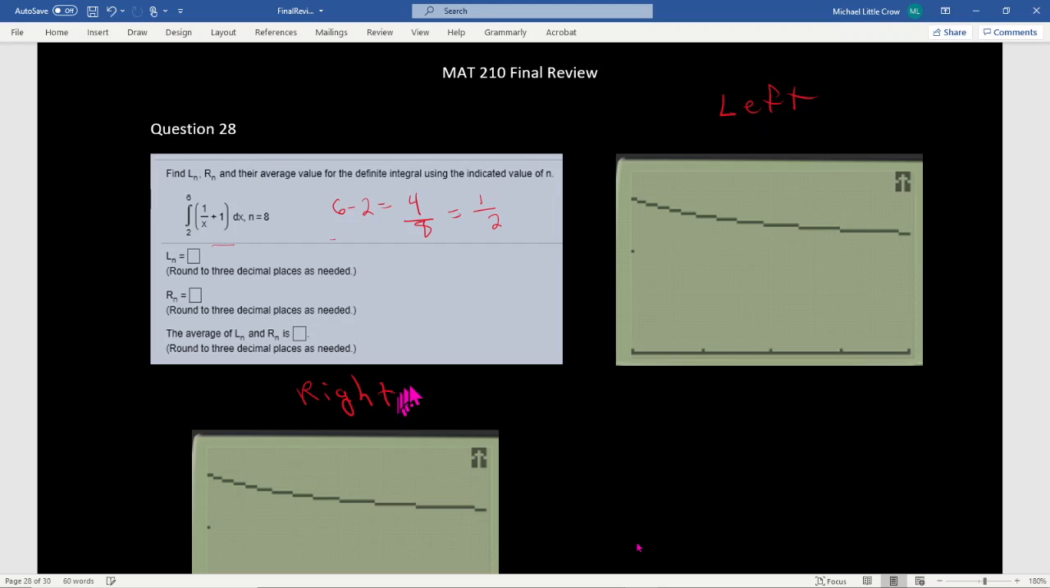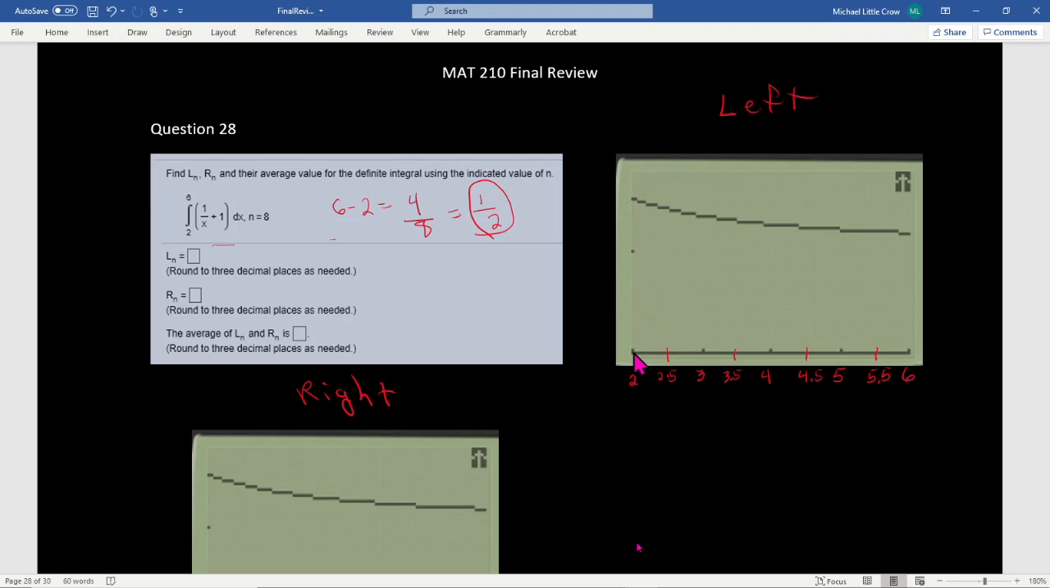Since each space is going to be a half, remember, this is 1, so I'm going to cut each of these in half. And then I'm going to label them. This is x equals 2, so this is 2.5. This is 3. This is 3.5. This is 4. This is 4.5. This is 5. 5.5. And then 6.